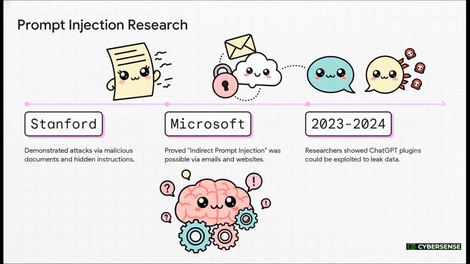The security community has been tracking this for a while now. Research from Stanford showed how these attacks could be delivered through malicious documents. Microsoft proved they could come from emails and websites. And more recently, researchers have shown how even tools like ChatGPT plugins can be exploited to leak data.